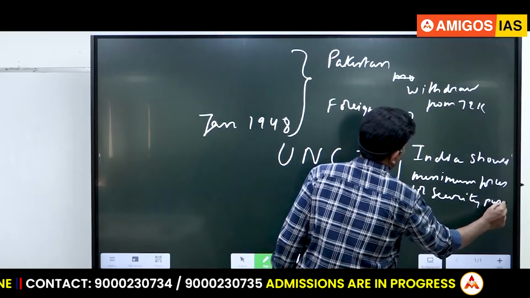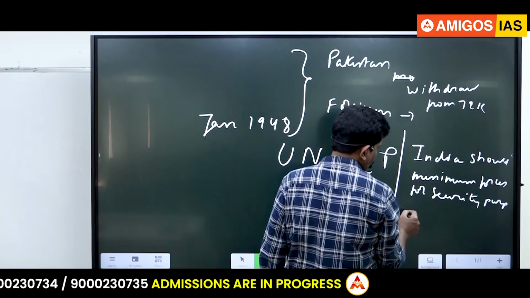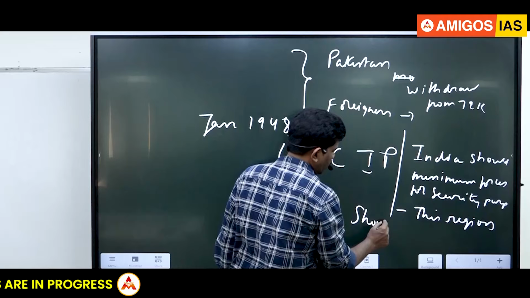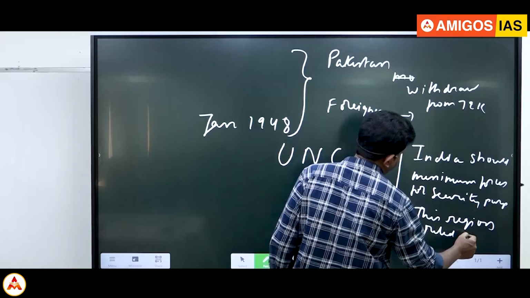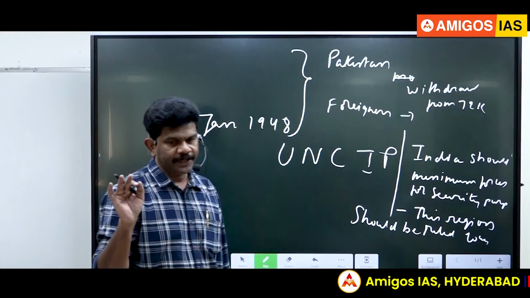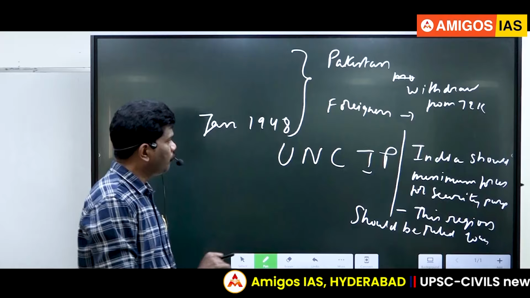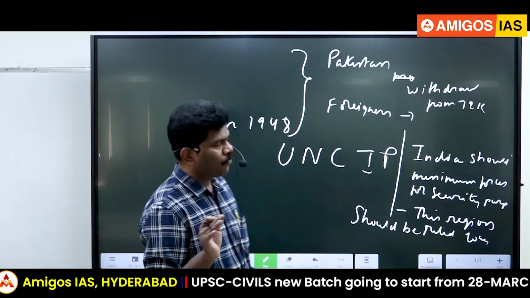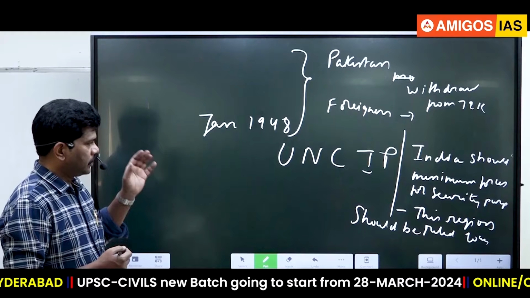And the next one was that this region should be ruled or governed by locals. So these are the recommendations made by the UN Commission on India and Pakistan. First, Pakistan should move out of Jammu and Kashmir. Second, all foreigners should move out. Third, India also should move out and maintain minimum forces for security purposes. And after that, the region should be ruled by locals.